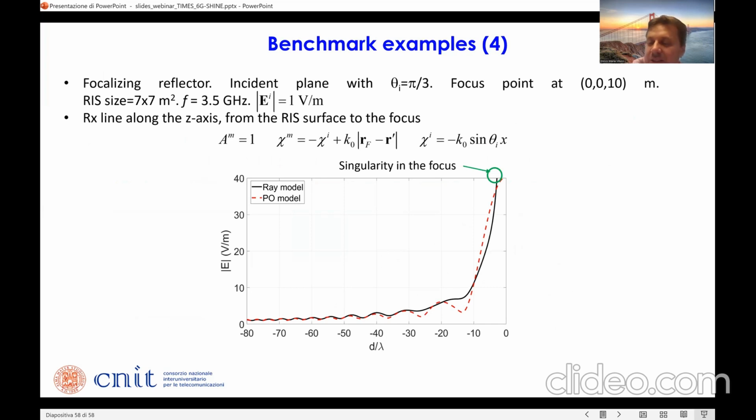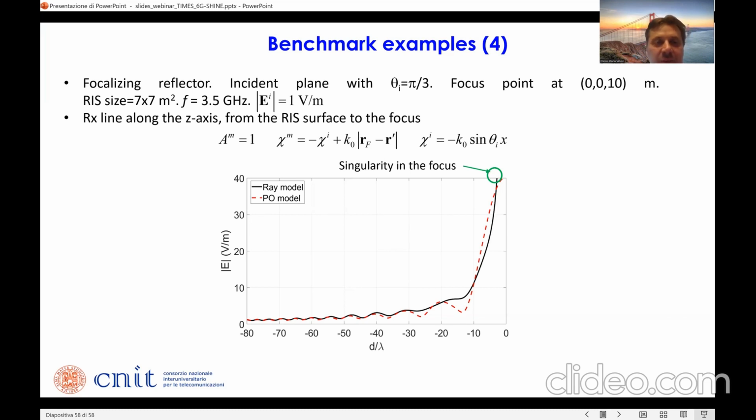And also another limitation of the model is the usual limitation of geometrical optics. So we are not able to compute the accurate value of the field on caustics or on foci. Anyway, I'm showing here another benchmark example, which is the case of a focalizing reflector.